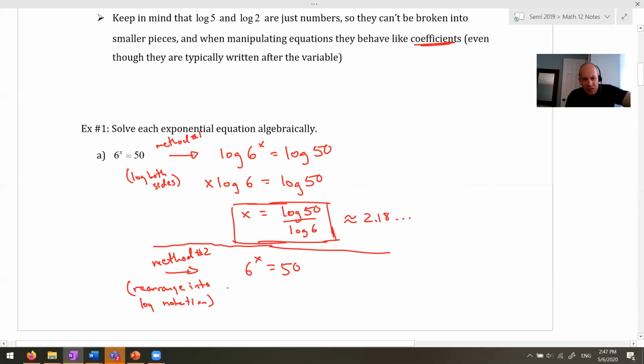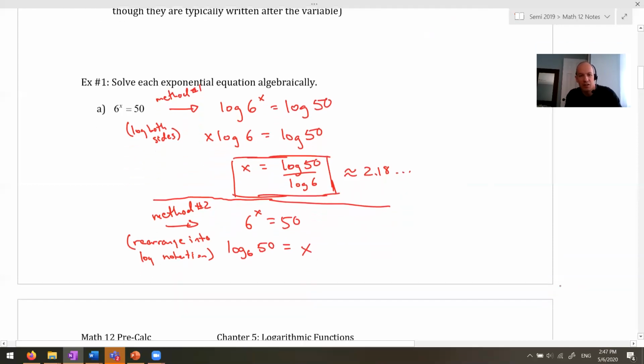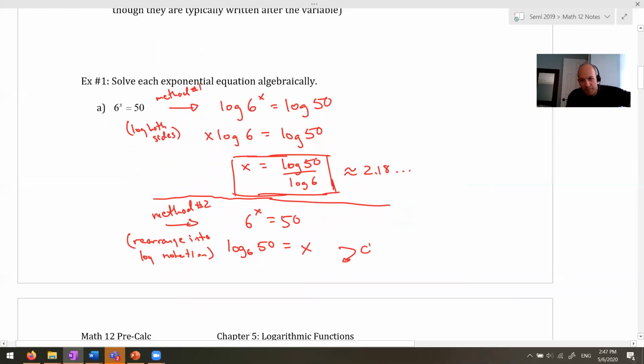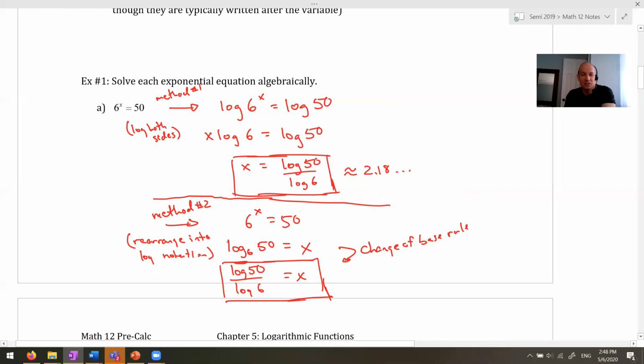So 6 is the base, so we're going to go log base 6. X is the exponent, so it's going to equal x because logs equal exponents, and then you've got 50 here. If you did it this way, you could then use the change of base rule, and we could actually rewrite it as log 50 over log 6. Like that, you get the exact same answer. So both are equally good. Although the simpler, well, maybe not simpler, but the method number 2, it doesn't work all the time.